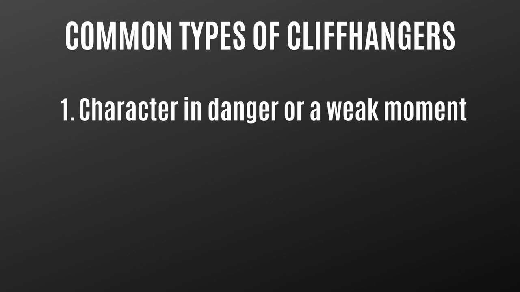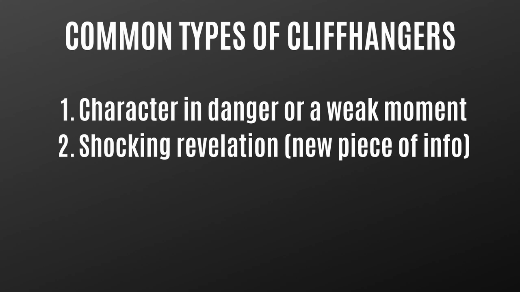The second type of cliffhanger is a shocking revelation. This means that you end a chapter with a new piece of information that changes the audience's perception of either a character or the story as a whole. So you might have a situation where one of the major side characters who's been helping the hero throughout the story, maybe we learn that that side character is actually working for the villain. And then the audience wonders, well, how is that going to play out? How is that going to affect the hero as the story progresses?